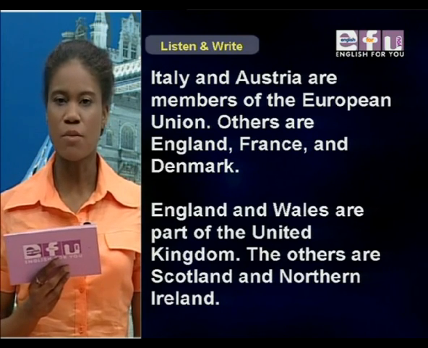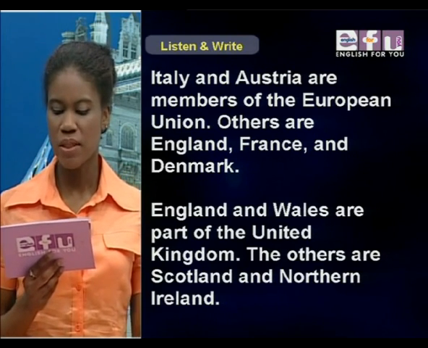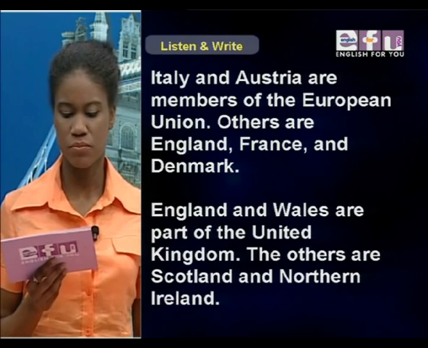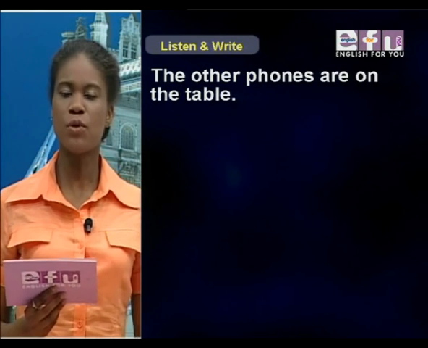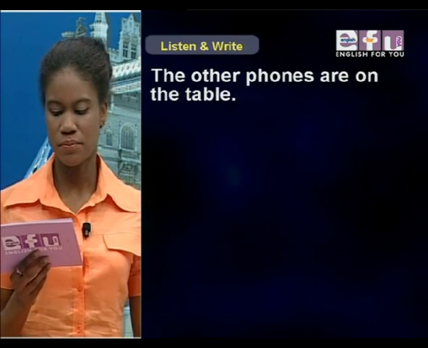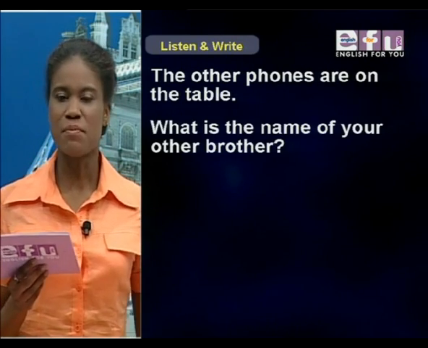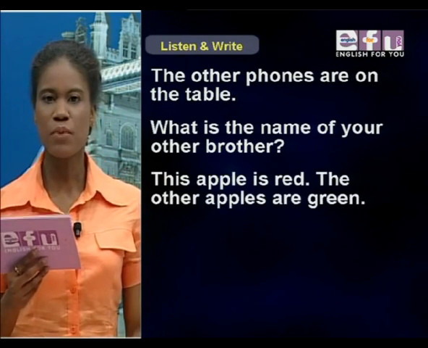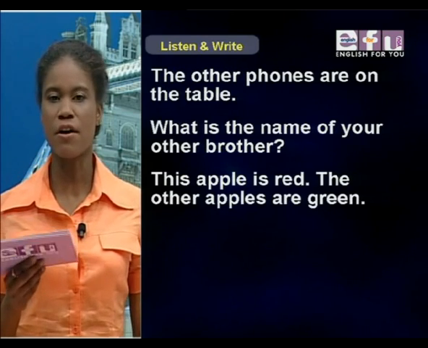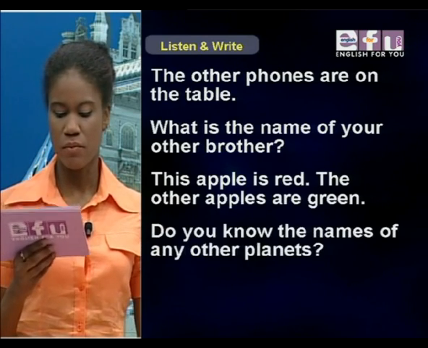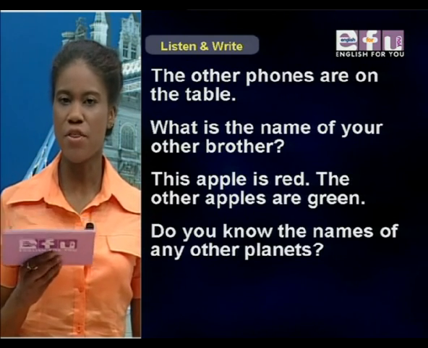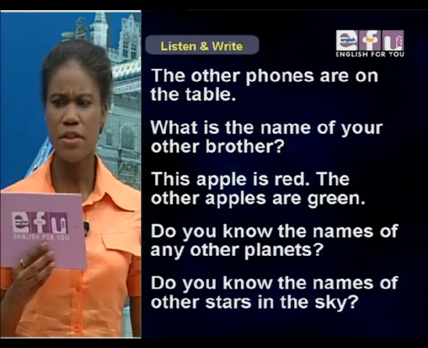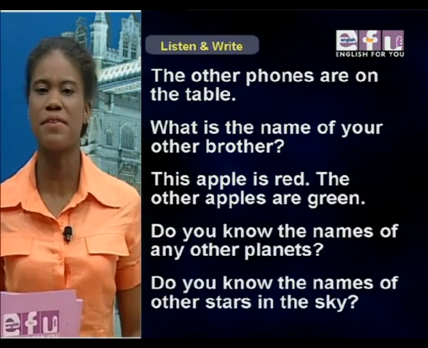England and Wales are part of the United Kingdom. The others are Scotland and Northern Ireland. The other phones are on the table. What is the name of your other brother? This apple is red. The other apples are green. Do you know the names of any other planets? Do you know the names of other stars in the sky?